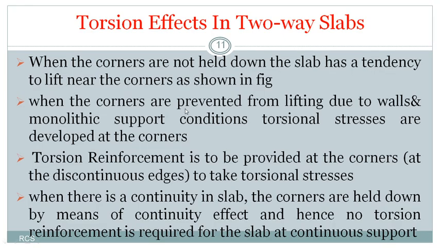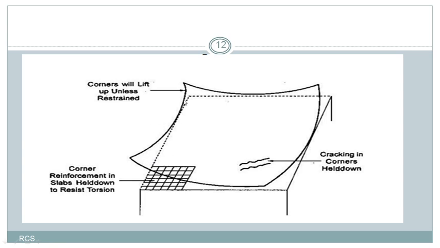But when the corners are prevented from lifting due to walls and monolithic support conditions, torsional stresses are developed at the corner. Now in this case, over the slab we are providing a wall in the form of a parapet or another floor, or otherwise we have cast the slab at the same time with the beam. That is monolithic construction. Because of that, the corners are not free to lift. It means the lifting is prevented. Then what will happen at the corners of this slab? There is a chance of torsional stresses occurring. Due to these torsional stresses, cracks will form at the edges.